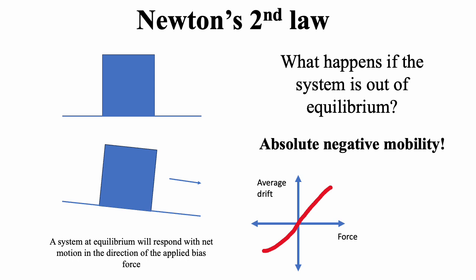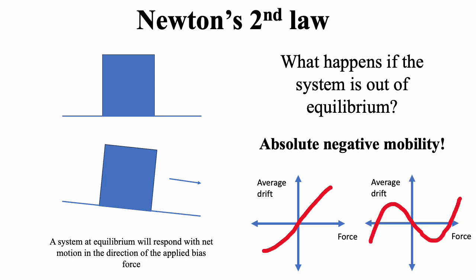Now, when you have absolute negative mobility, you have something that schematically looks like this. For small values of the applied bias, you get a negative slope. What this means is that as you increase the applied bias, you have a response that is against the applied bias, right? So that's absolute negative mobility.